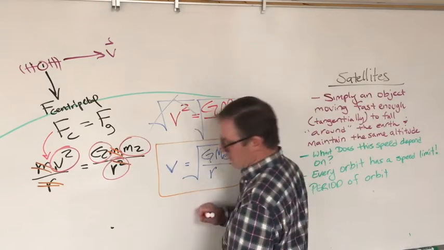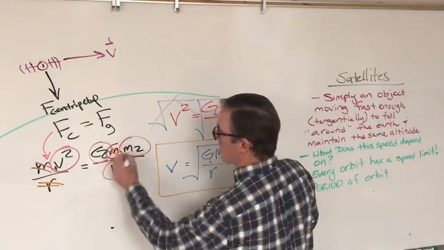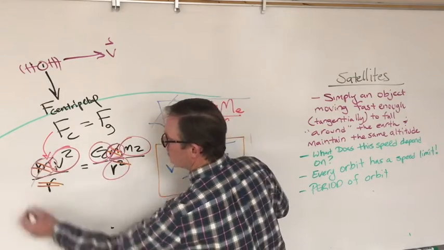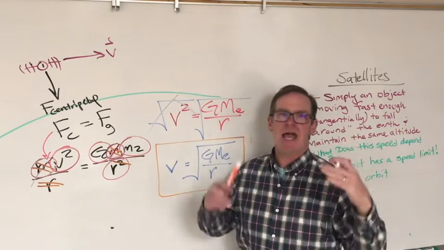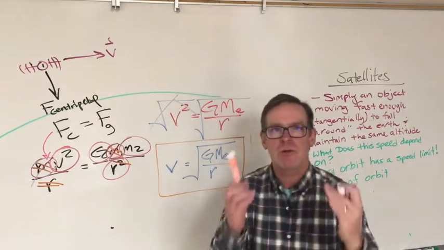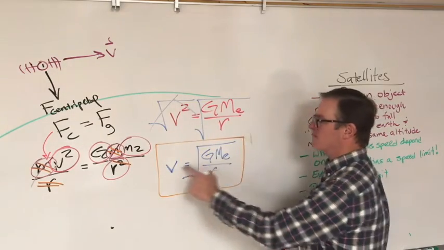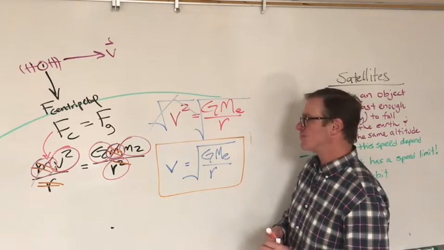Notice that the satellite's mass doesn't matter at all. It canceled from the expression. We canceled m1. You could be orbiting a toaster or a Nike shoe at the same altitude as this satellite, and they would both require exactly the same velocity, or speed I should say, at the same orbital radius.